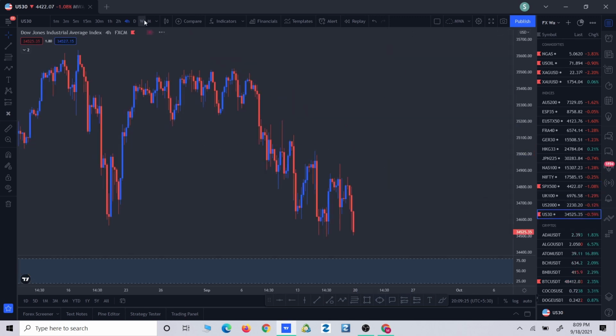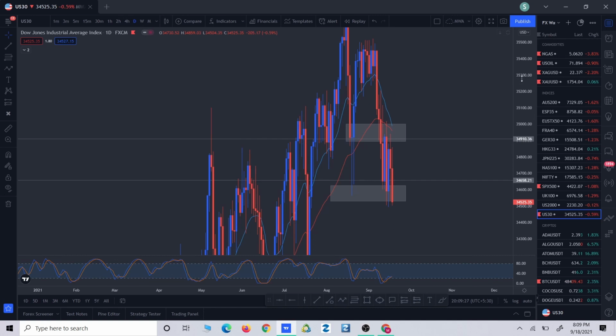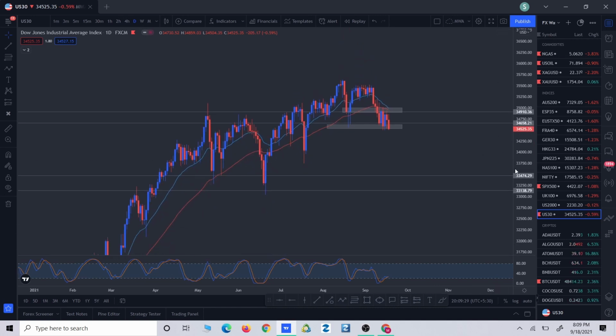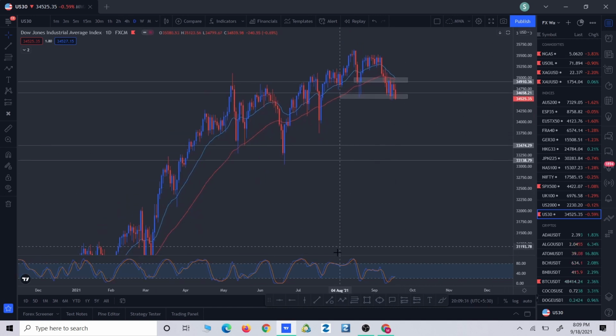Next, we are going to talk about US 30. On US 30, as we can see, price is making higher highs and higher lows. So we are bullish. Starting from here, we have a high, low, high, and low, which is the same high, same low, and then the price broke and closed above the previous high.